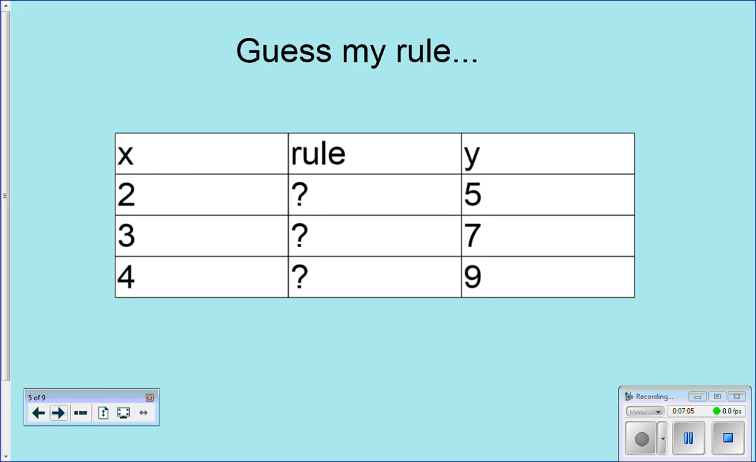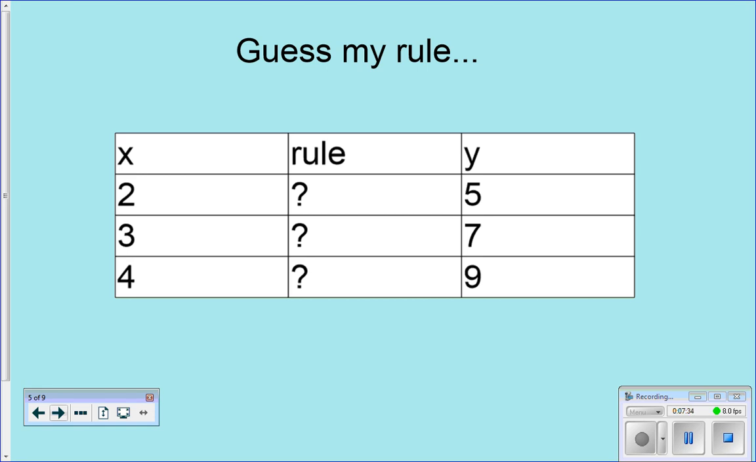Sometimes you have to play around with it. What am I doing to X to get to Y? We're just going to think. I go from 2 to 5, then 3 to 7, then 4 to 9. What's my rule? Is anybody confused about what I'm asking? Anybody confused about what I'm asking?